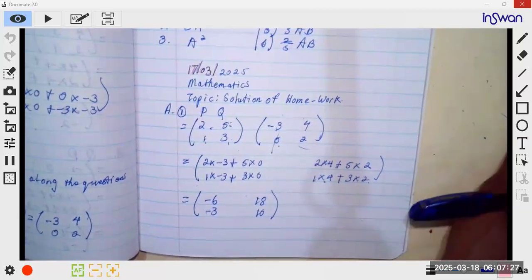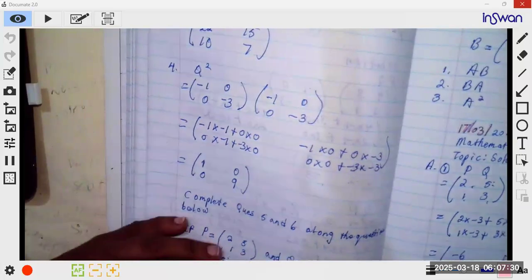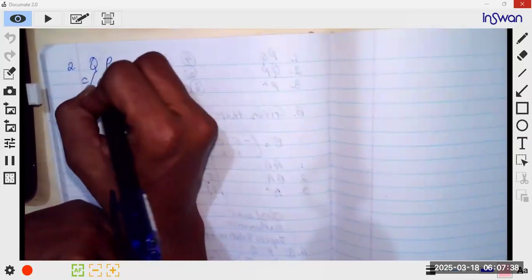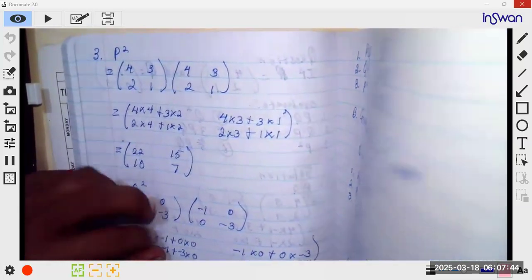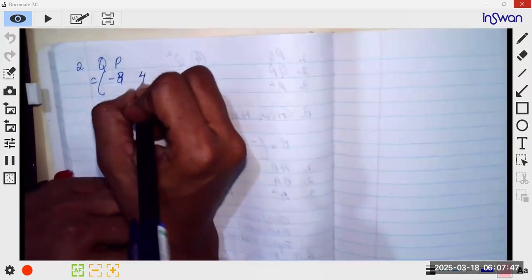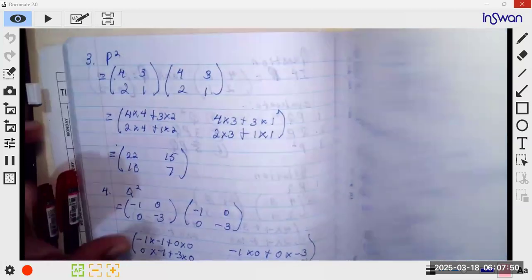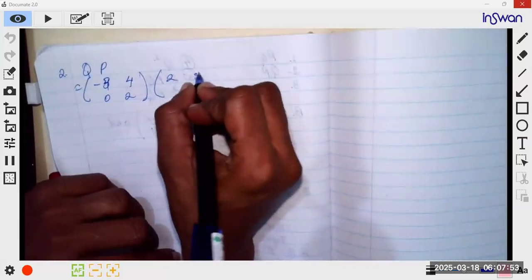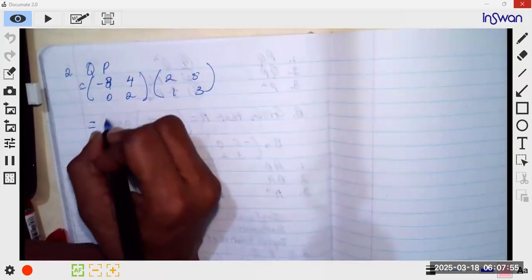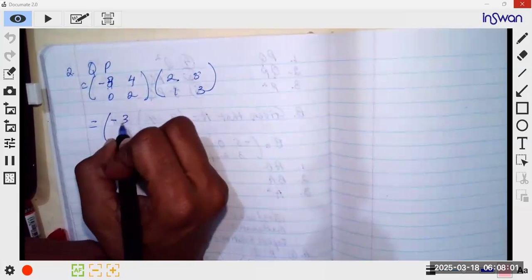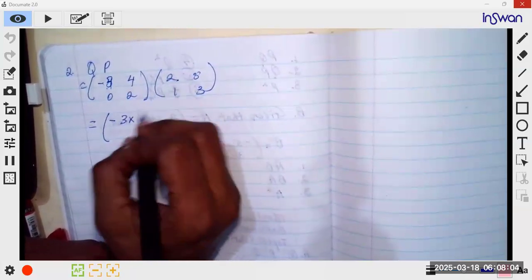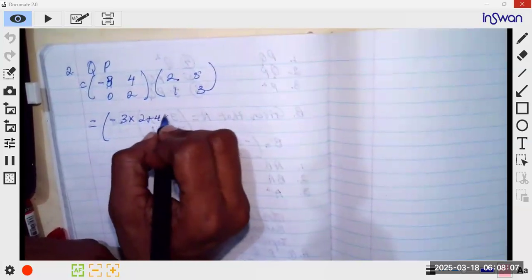So let's go on to QP. Q is minus 3402, whereas P is 2513. So let's go. This will be minus 3 times first row, first column: minus 3 times 2 plus 4 multiplied by 1.